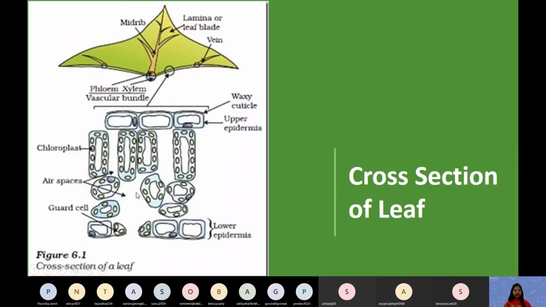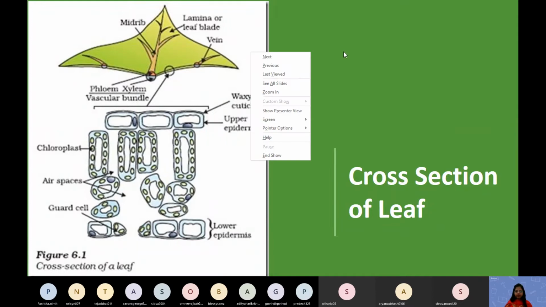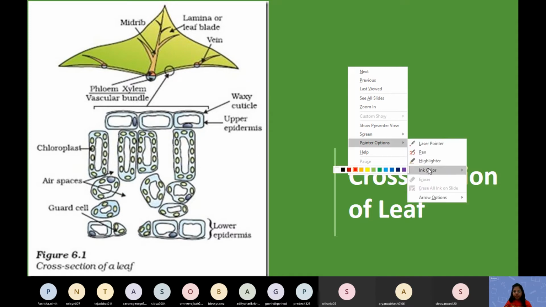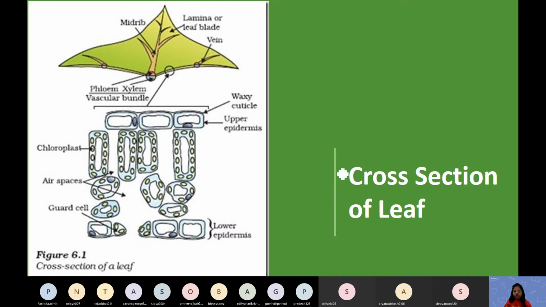Okay, now let us see the cross section of a leaf. Suppose this leaf is there and you are taking a thin section and observing it under the microscope. What all things can you see? That is called the cross section of the leaf. You will be able to see this kind of tissue structure. On the top, there is a barrel shaped structure. This barrel shaped structure is called the upper epidermis. It is covered by cuticle.